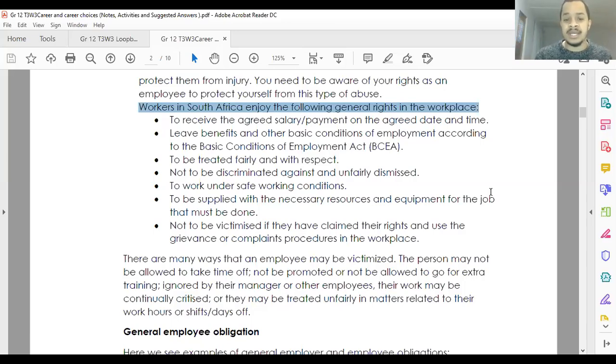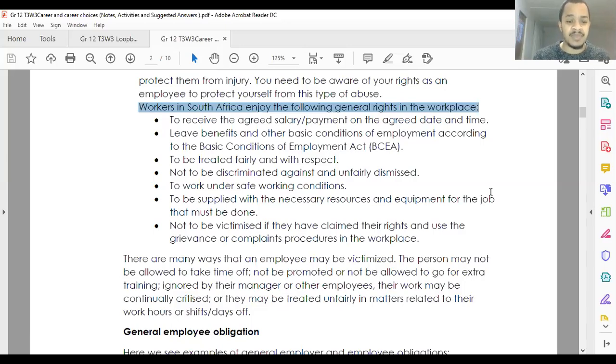Not to be victimized if they have claimed their rights and use the grievance and complaints procedure in the workplace. So say for instance you were treated unfairly and you follow the grievance process or procedure and you go to the CCMA and you do all of those things and you come back to your work, the employer, he may not, or she may not victimize you. That is your right. Just because you now went to do that, they can't victimize you.